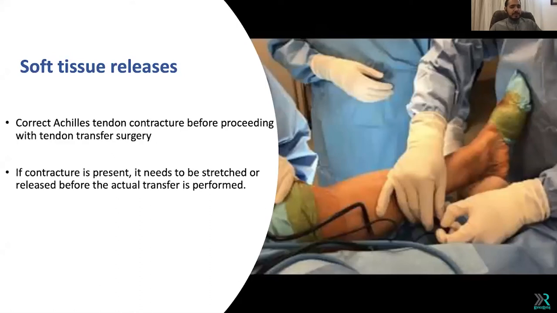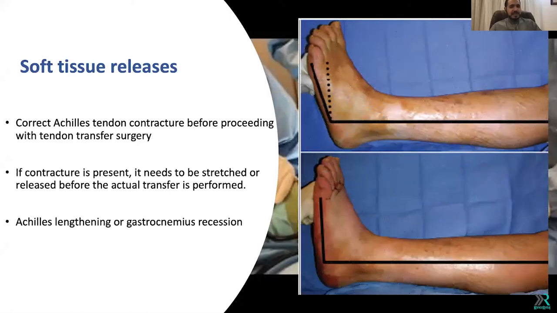If we're able to correct it with stretching, with a physiotherapy protocol, then we'll do that. Otherwise, a tendon or muscle release will be done at the time of surgery. It's either an Achilles tendon lengthening or gastrocnemius recession, and it's mainly to correct the equinus contracture to a neutral position foot.